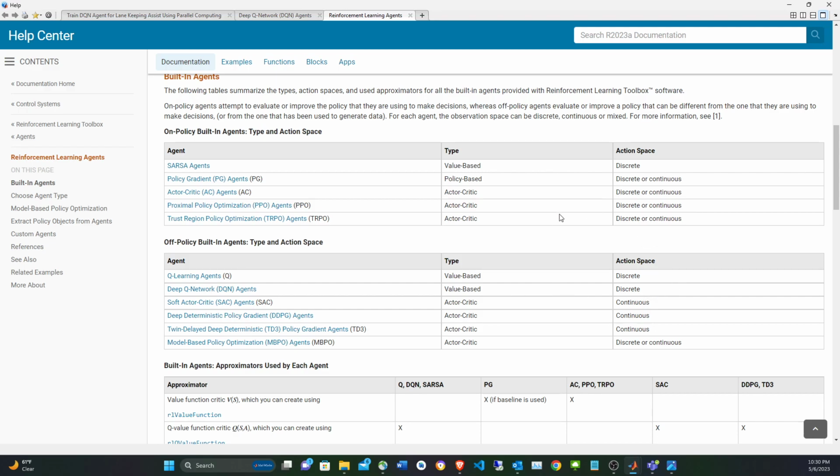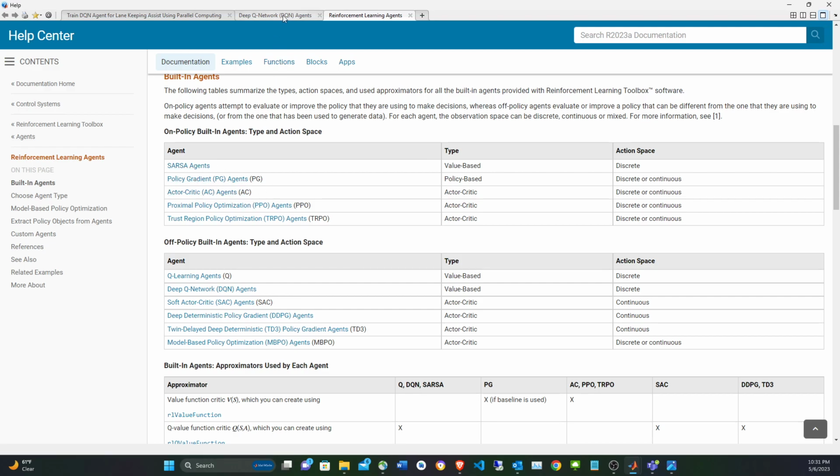So in summary, the on-policy agents have to use a gradient-based parallelization, and the DQN, which we're going to use in this example, and the off-policy agents are going to use experience-based parallelization. So these guys here can use both asynchronous and synchronous parallelization, while these ones have to use synchronous parallelization.